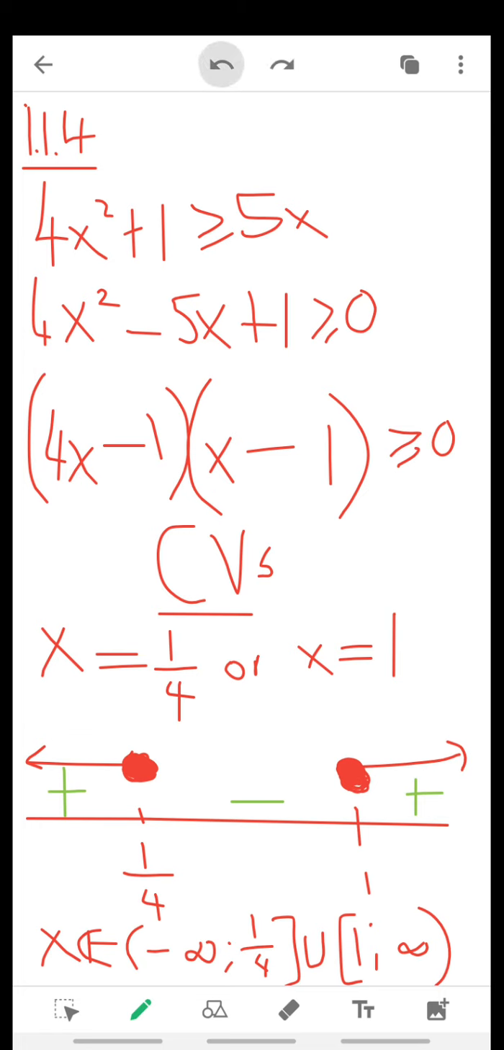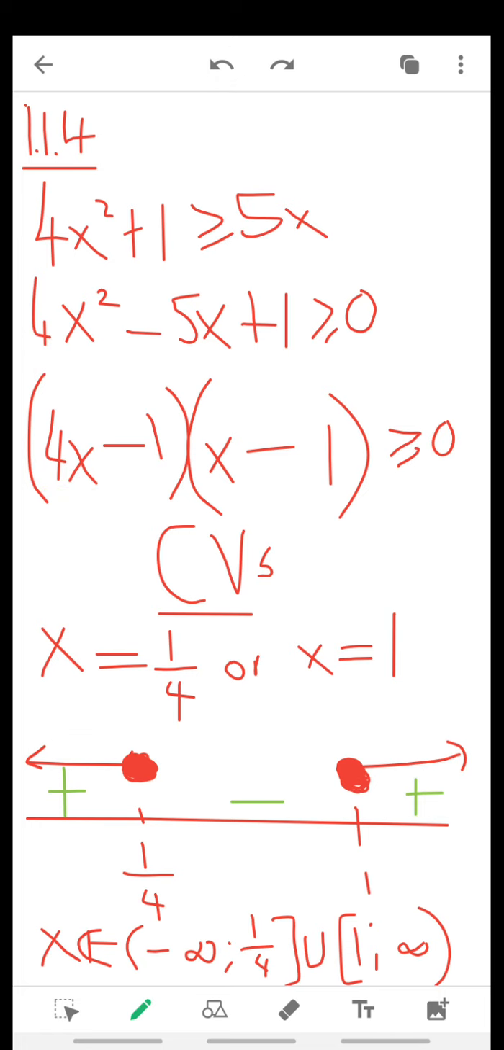Then between 1 over 4 and 1, I've substituted a half. So if you put a half here and a half here, you get a 2 minus 1 and a half minus 1, which is positive times a negative, and I'm getting a negative. Then an integer bigger than 1 will be 2. So when I put 2 here, I get 8 minus 1 is 7. Then here, 2 minus 1 will be 1. So positive times positive, then I'm getting a positive.